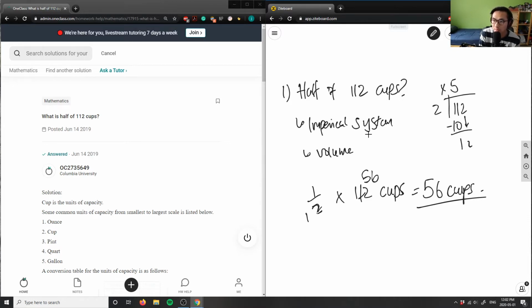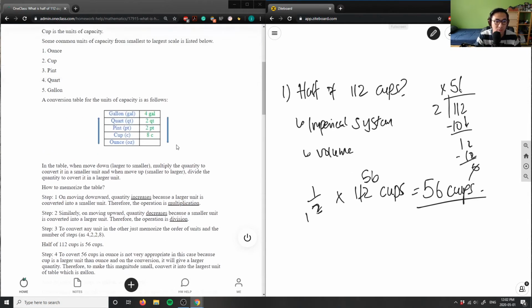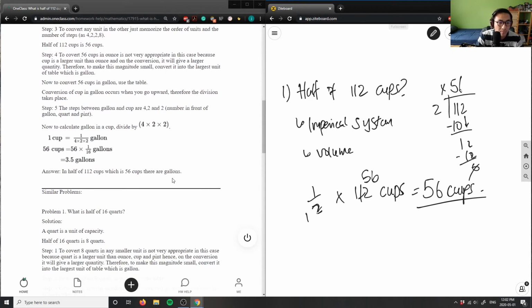2 times what equals 12? It would equal 6, right? 2 times 6 equals 12, and you would get 0. So you get 56 cups is half of 112 cups here. So the solution here is correct.